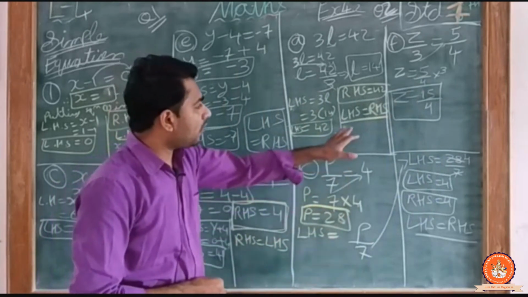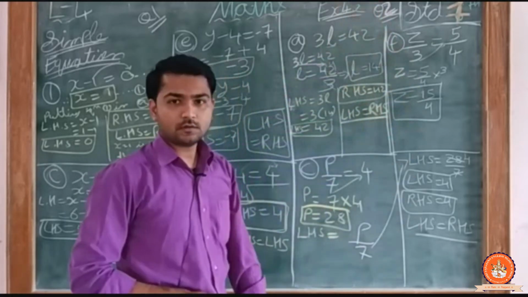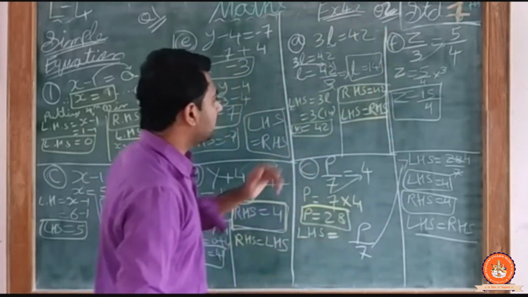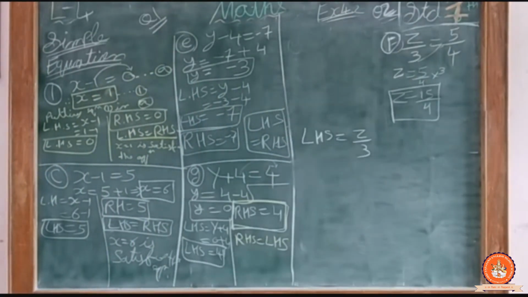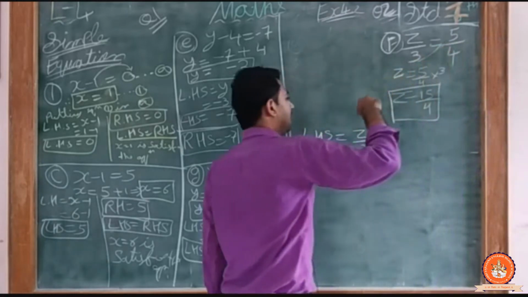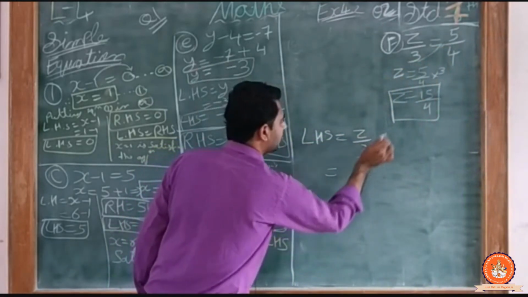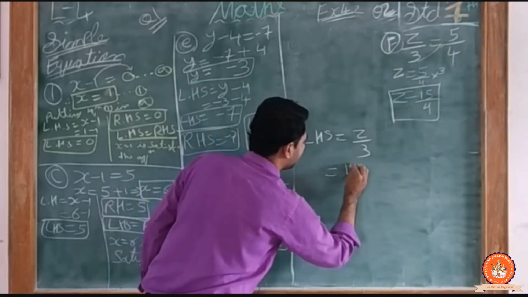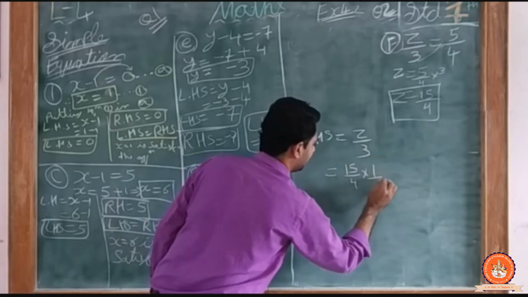Okay students, now putting this value of z in equation. Okay, so before doing this, write down from the board. Now students, putting the value of z in the LHS side of the given equation. This is my equation. I am putting the value of z. Okay, so this is my LHS side, z by 3. So 15 by 4 I will put here in place of z. 15 by 4 multiply by 1 by 3.